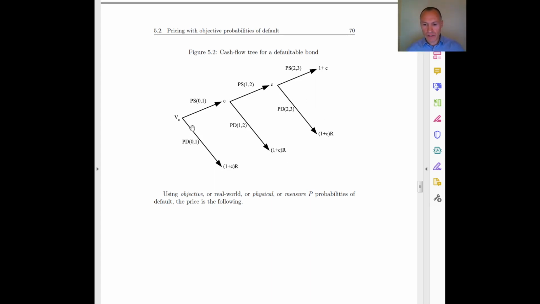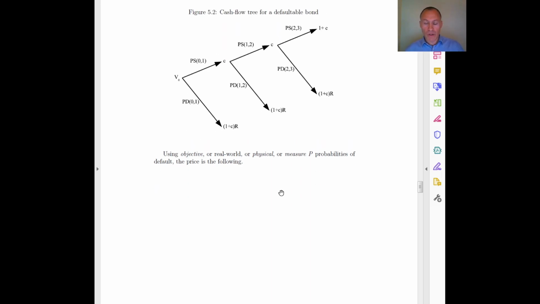So if we specify these probabilities using objective, or real world, or physical, or measure P probabilities of default, all these are different ways of saying that this is the true probability that the firm will default or survive, so real world probabilities, then what should be the price? Well, it's just the sum, the present value of all these cash flows, where each cash flow has to be multiplied by the probability of us getting there. So we will only get to this cash flow with this probability. We'll only get to this cash flow here with this probability. We'll only get to this cash flow here if we survive for 2 years, so this times this.